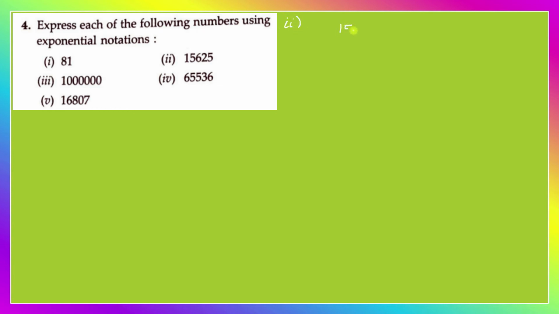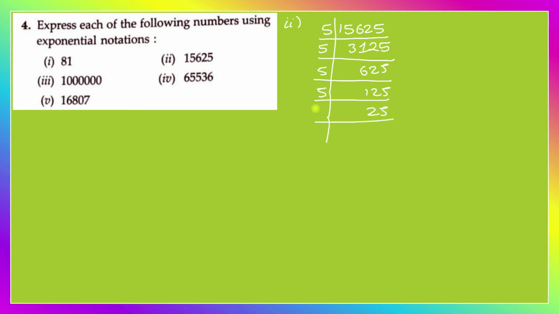See, second part 15625, so you have to just prime factorize it. If you divide by 5, it will become 3125, like this. And if I divide by 5 again, then I get 625. If I divide by 5 again, I get 125. And if I divide by 5 again, I get 25. If I divide by 5 again, I get 5 and 5, and then I'm going to get 1. So 1, 2, 3, 4, 5, 6. 5 to the power of 6 is 15625. Very easy. Okay friends, here just prime factorize the number.